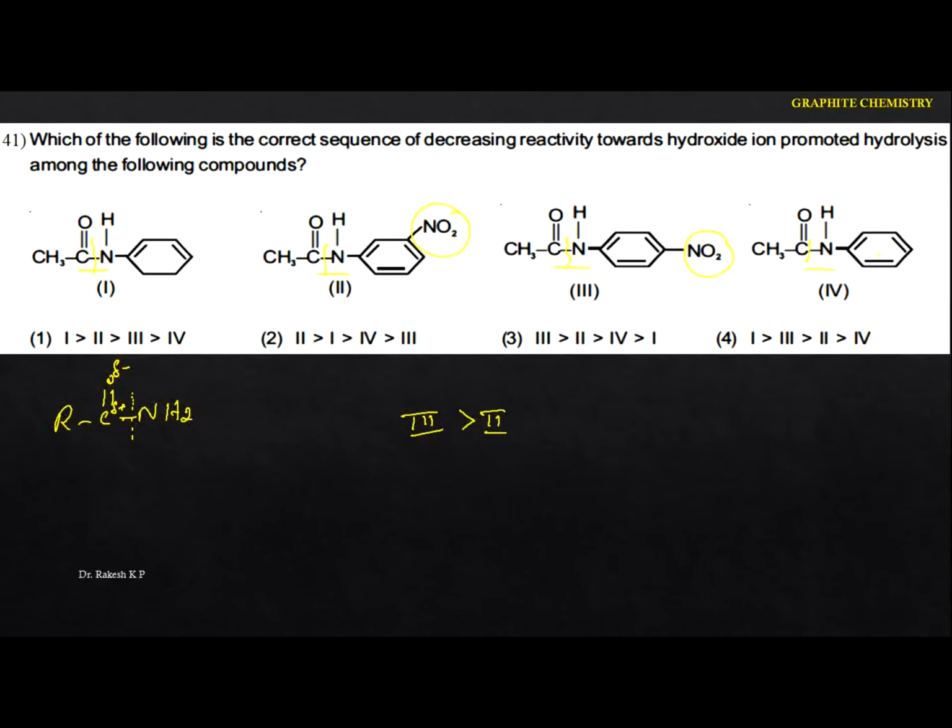When you have the conjugation, that means it has some sort of withdrawing capacity as compared to the first one. The withdrawing capacity will be more between the first one and the fourth one. The fourth is more withdrawing as compared to the first one. Hence this will be the order for the hydrolysis. Hence in this case the option is the third one. Okay, so next one.